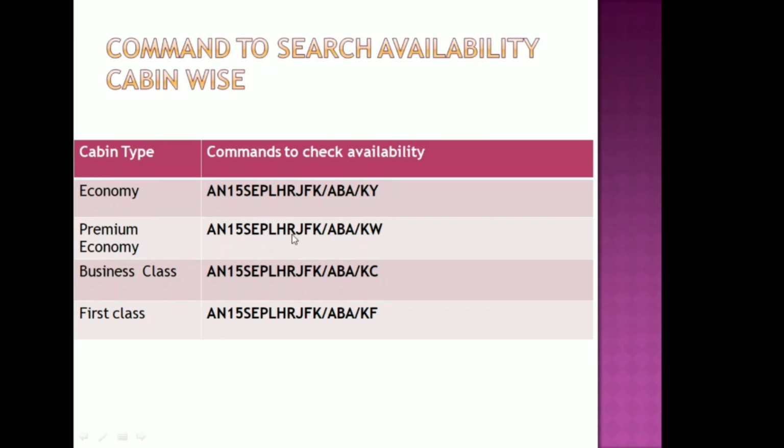Everything will remain the same, like AN, date, sector slash airline code slash KW. That means you will get the premium economy of that particular flight. You will get the premium economy classes only. To get the business class, you have to enter KC, and to get the first class cabin only, you have to enter KF. So if you add KC at the end, you will get only business cabin classes. If you add KF, you will get only first class cabins.